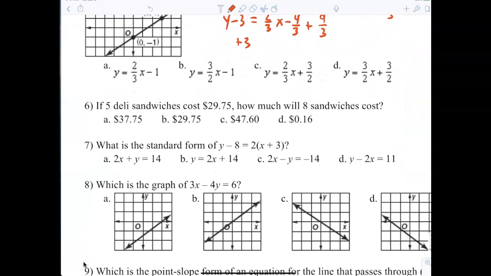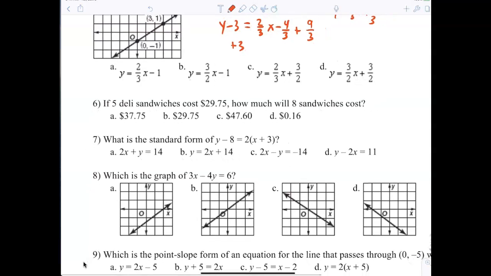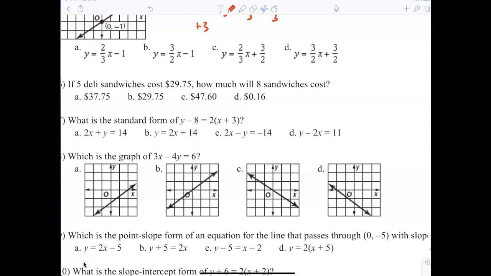All right. Number 6. I think this is just proportions, right? So here we go. What I would want you to do here is just find out how much it costs for 1. So 29.75 divided by 5. Well, that's like $30, right? So it's like around $6 a piece. So 6 times 8 has got to be close to what? $48, right? So is everybody okay with that?